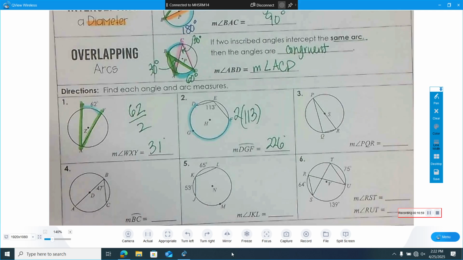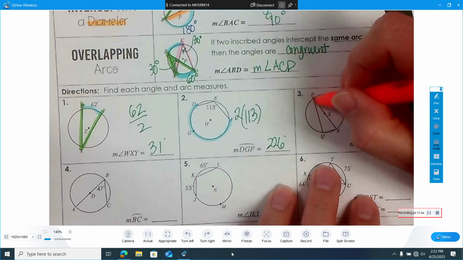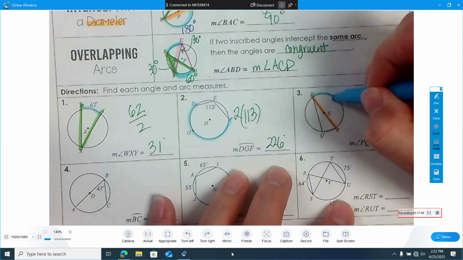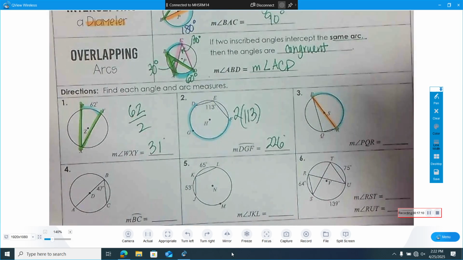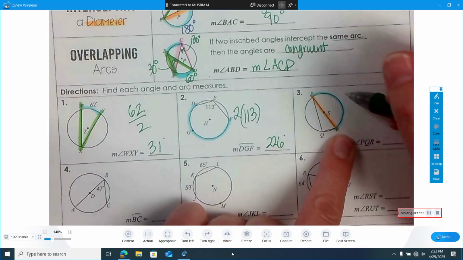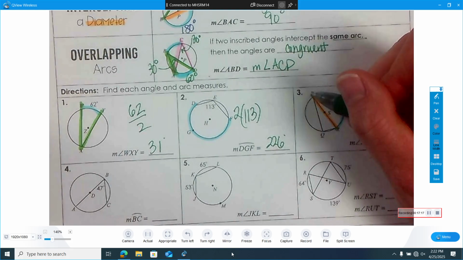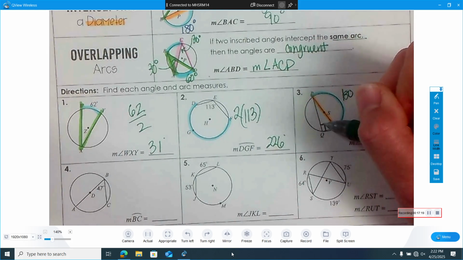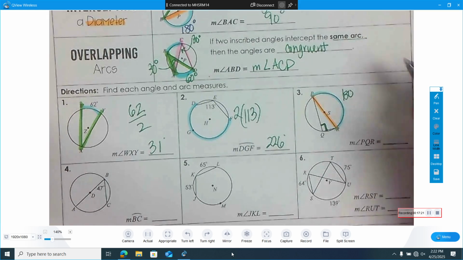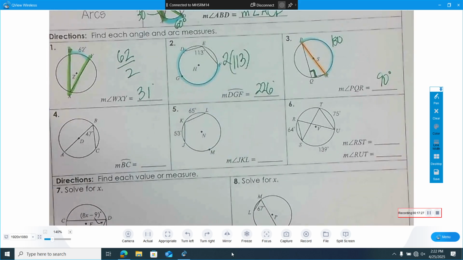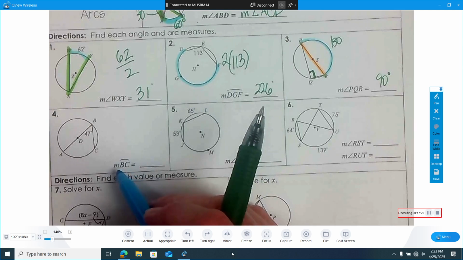All right, what do you see in number 3? Yeah, good. We've got a diameter, and that means that we have a semicircle. How many degrees does a semicircle have? 90, yeah. So again, this intercepted arc then is half of 180, or 90 degrees. All right, is this easy or hard? Pretty easy. All right, this one is a little tricky.